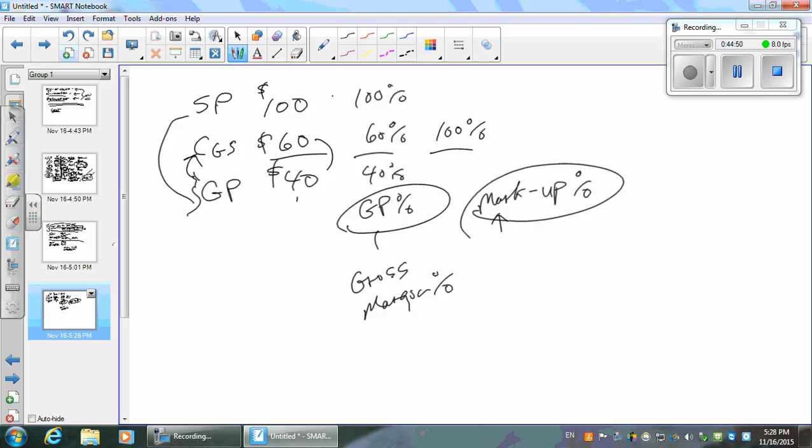40 divided by the 60 is how much? 66 and 2/3%, isn't it? 40 divided by 60. And sales price is 166 and 2/3% of the cost. Now the problem with markup is, people will say the markup is 66 and 2/3%, or they'll say the markup is 166 and 2/3%, and not tell you how they calculate it.